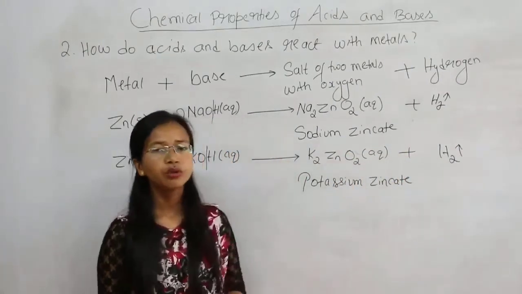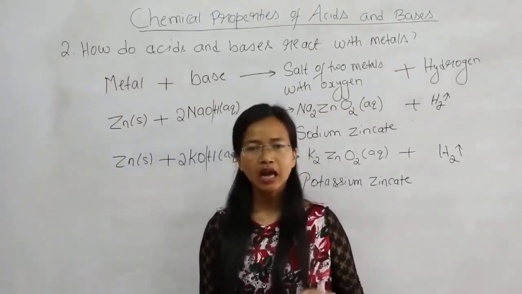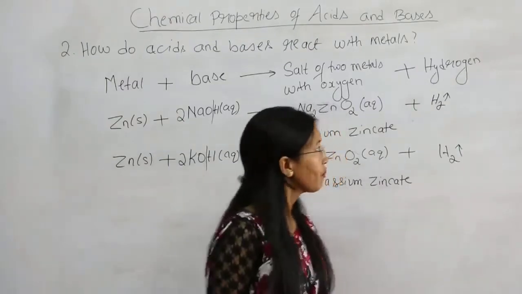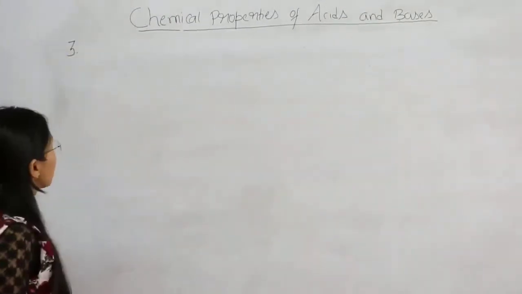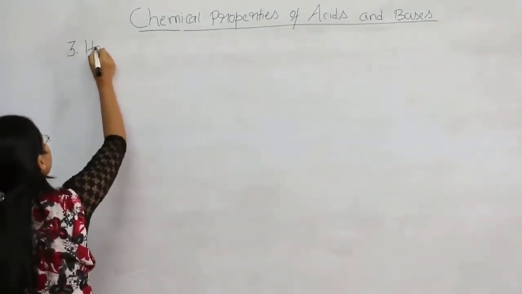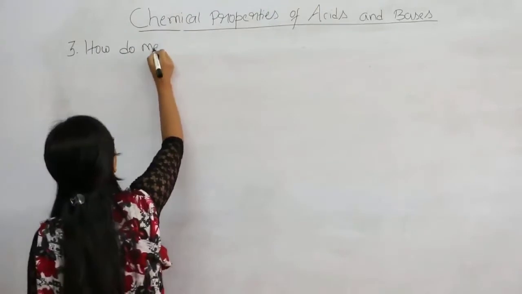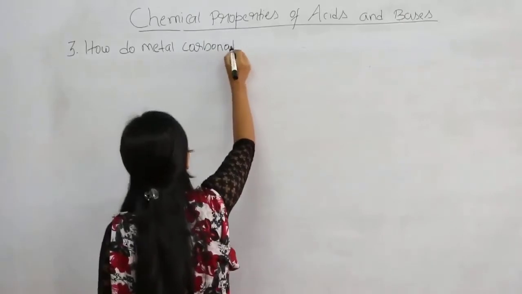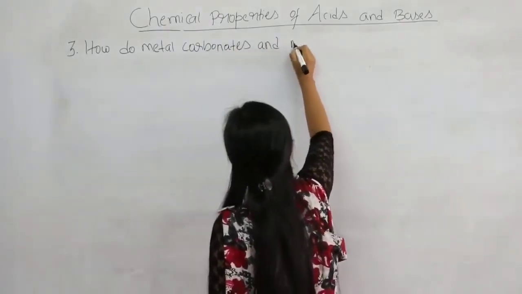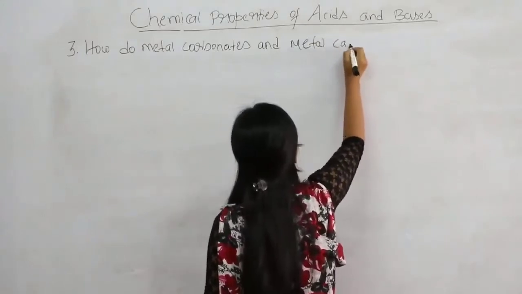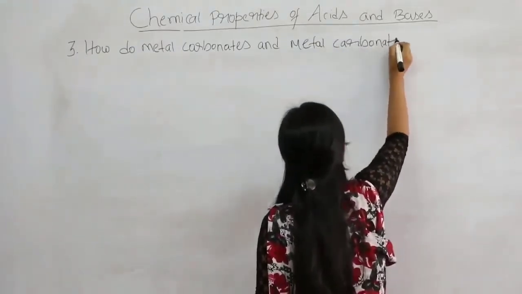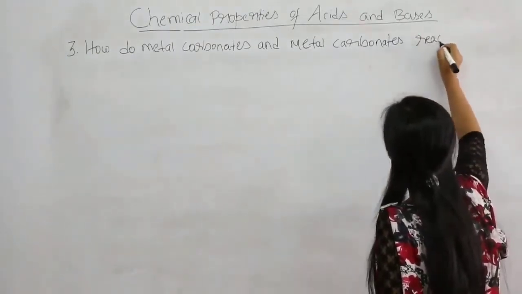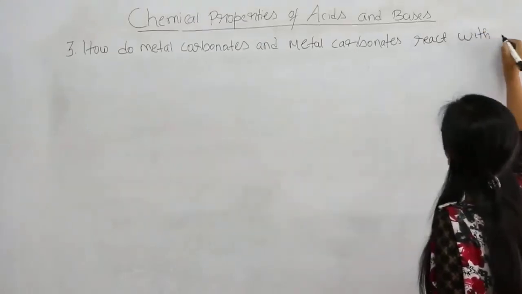Right? So now we will do the third property, and that is how do metal carbonates and metal hydrogen carbonates react with acids. The third chemical property is how do metal carbonates and metal hydrogen carbonates react with an acid.